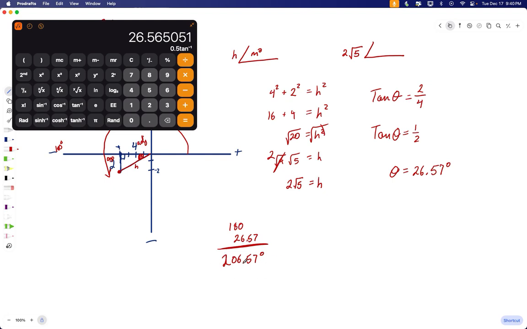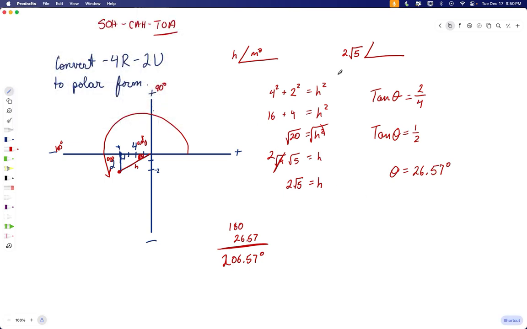I'm pretty sure it's to 2 places. Let me double check that. All right, that is exactly what it's looking for. So what this is going to be is 2 times the square root of 5 into the length of your hypotenuse, and 206.57 would go there in the degree of measure.